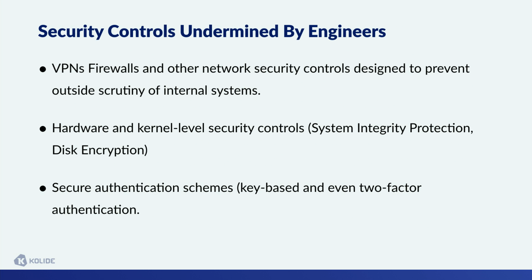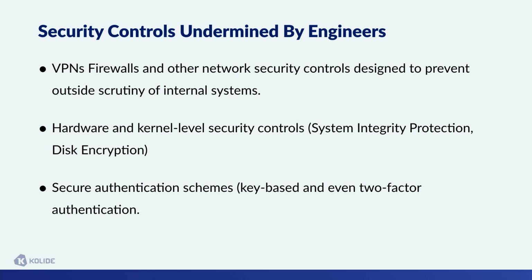So we're going to talk about a bunch of security controls that are undermined by engineers. And I'm going to show you a few examples of how it happens. And then we're going to dive into our products and some open source stuff to talk about that and how you can actually detect these things and then do something about it. So we're going to talk about VPNs and firewalls and other network security controls designed to prevent outside scrutiny of internal systems, and how developers frequently with a single command just get around all that and potentially expose really private data to anyone who wants to just guess it at a URL.